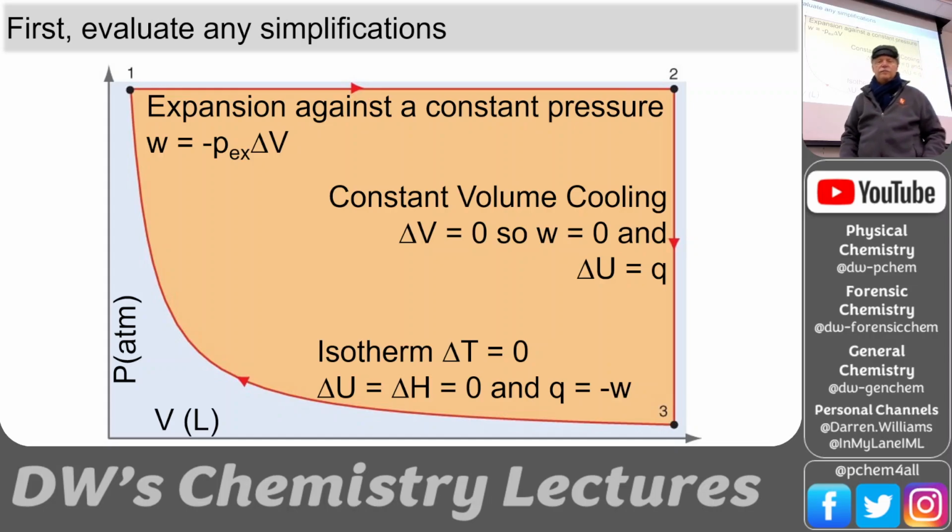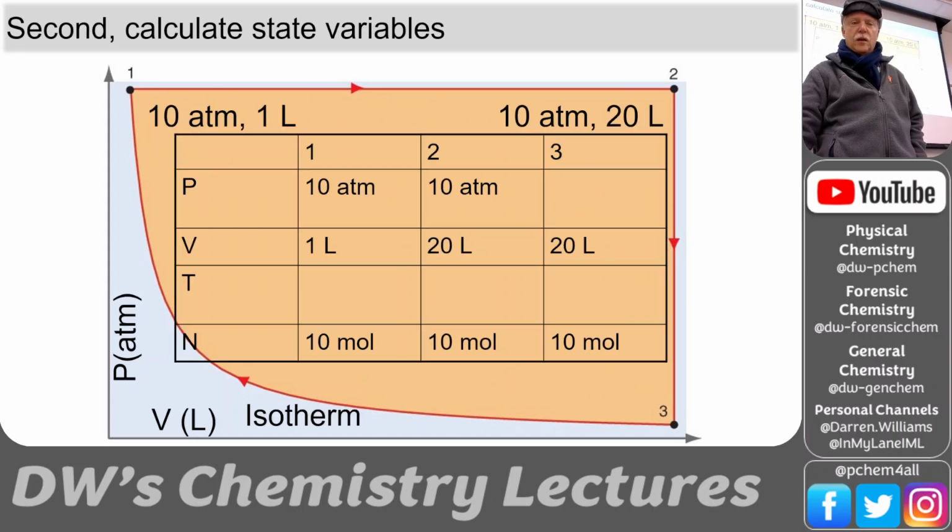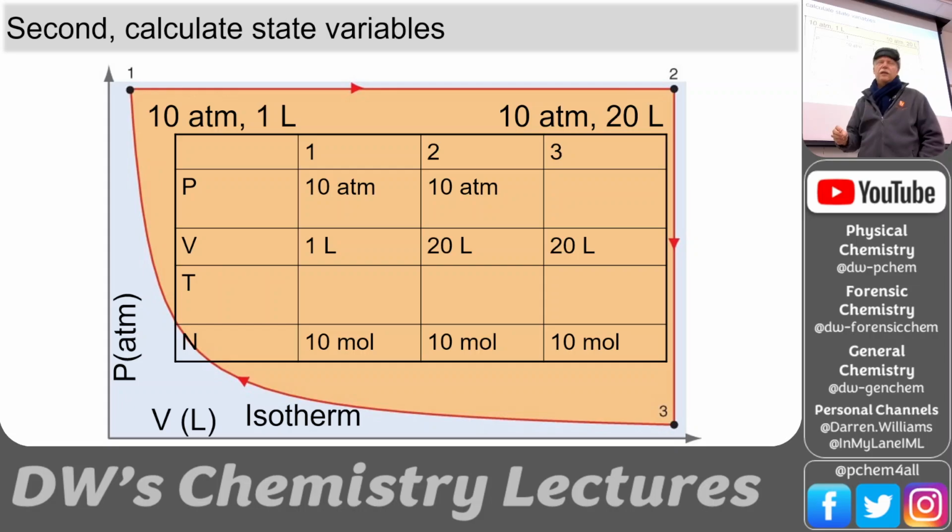So this is the underlying information about the different legs of a cycle. Each one of these is called a leg. So you have 1 to 2, 2 to 3, and 3 back to 1. So there are different legs of a cycle. The first thing is to figure out if you have isotherms and things like that. The second thing is to do the state variables table.